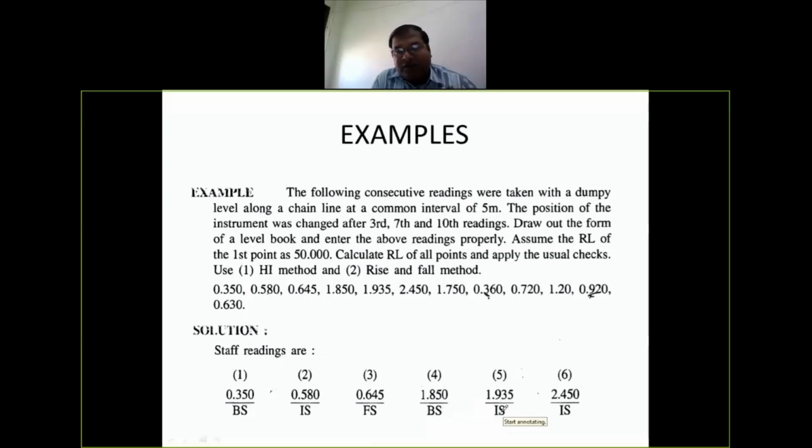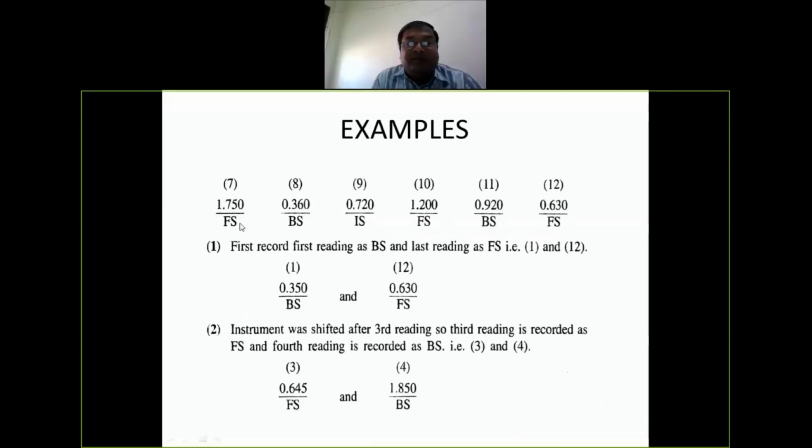Then your 5th will be IS, the 6th will be IS. Then the 7th will be fore side, because at the 7th reading you again took the change point. So immediately the 8th will be back side. Then the 9th will be IS. Then at the 10th, again, you took the change point, so the 10th will be fore side, and immediately the 11th will be back side.